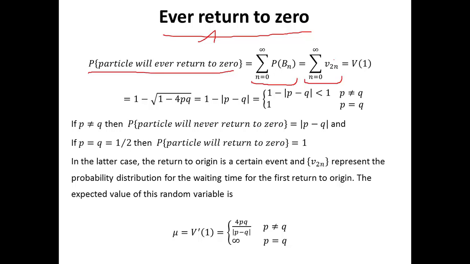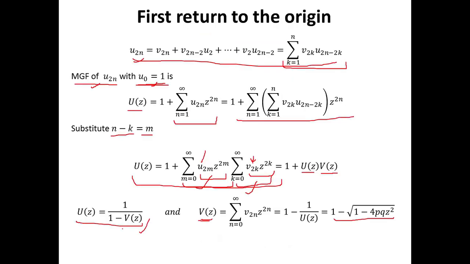If we substitute n equals 0, it means at the 0th trial the particle will definitely be at the origin. If you substitute 1, after the 2nd trial it will be at the origin, which will be some value of v2, and similarly if you add up all these values, you get that the particle will definitely return to 0 either after 0 trials, second trial, fourth trial, or later. Then that will be equal to, if you see here, V(z) is defined as 1 minus the square root of 1 minus 4pq z squared, which is the summation of v2n z to the power 2n.